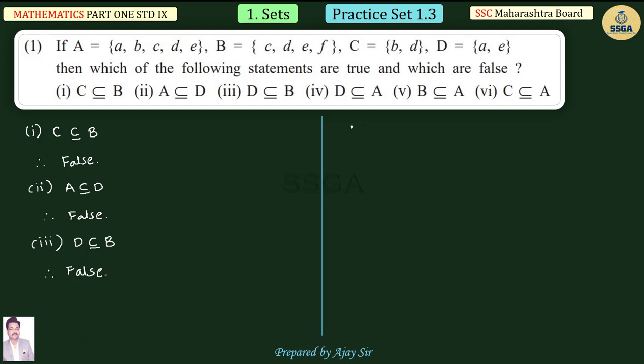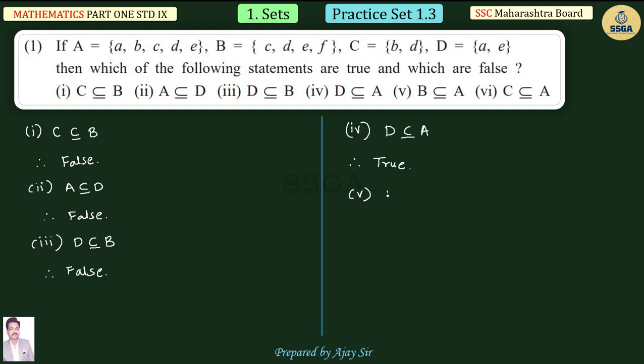Now fourth, D subset A. D contains a, e. A contains elements a, b, c, d, e. Both the elements a and e of set D are present in set A. So therefore this is true. D is a subset of set A. Therefore the given statement is true.